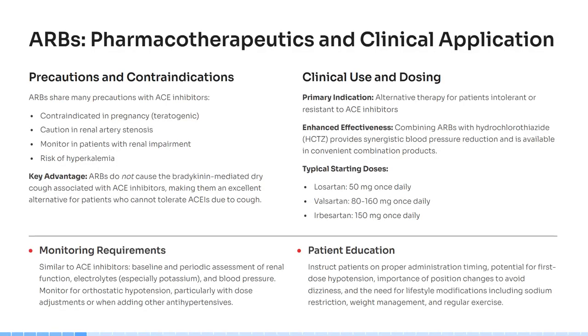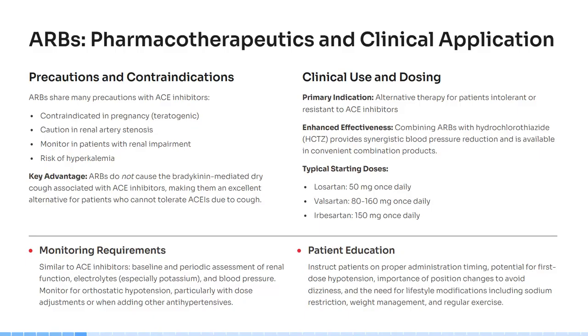So, some precautions and contraindications when a patient is taking an ARB: of course, it's contraindicated in pregnancy. Teratogenic effects in pregnancy. You have to be careful if the patient has renal artery stenosis. Definitely want to monitor patients with renal impairment. And there is a risk of hyperkalemia, so you're monitoring those labs, right?